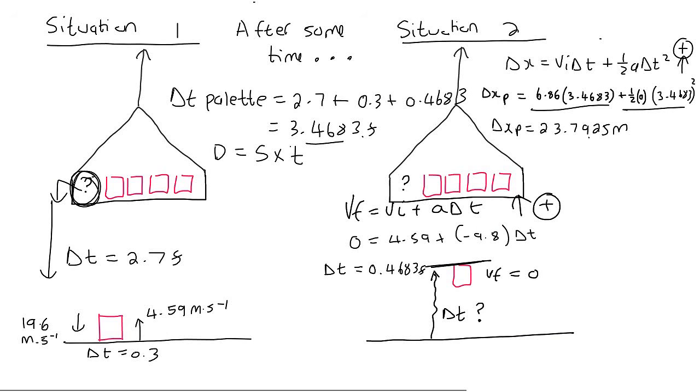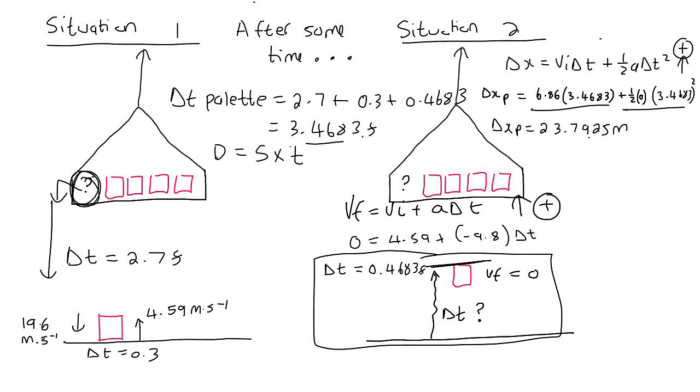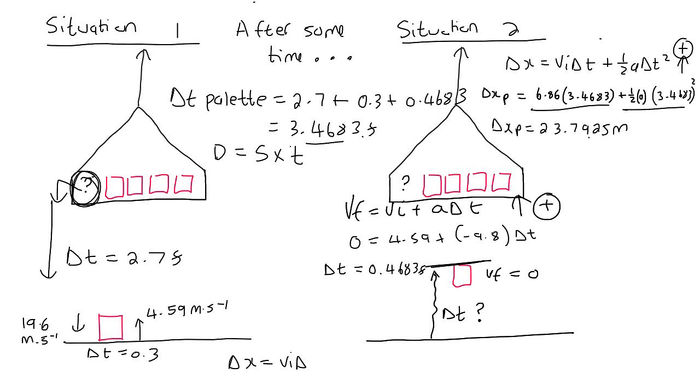What we now need to do is we need to work out how high is the brick above the ground. Well, it's very easy. What we do is we analyze this area here and we see how high up the brick went. We know that the brick was in the air for 0.4683 seconds. We know that it left the ground at 4.59 meters per second, and so we can simply use this formula over here.